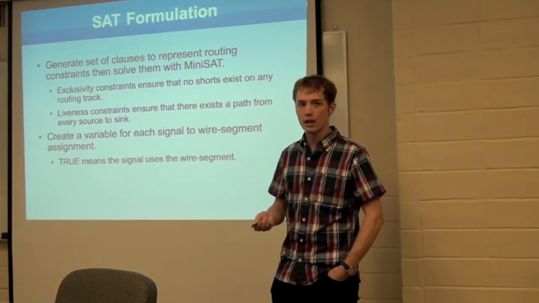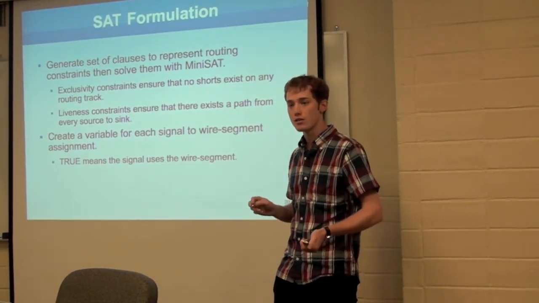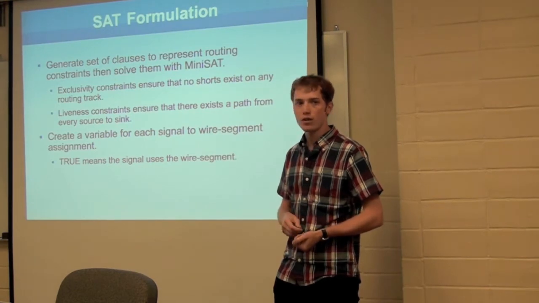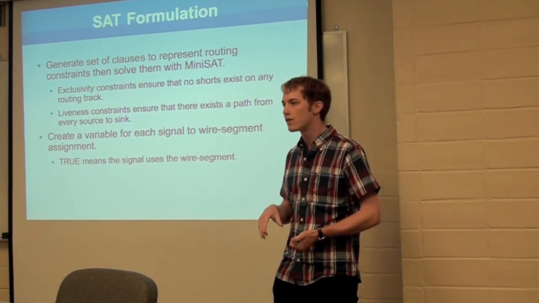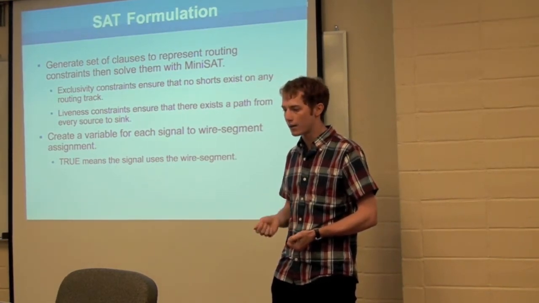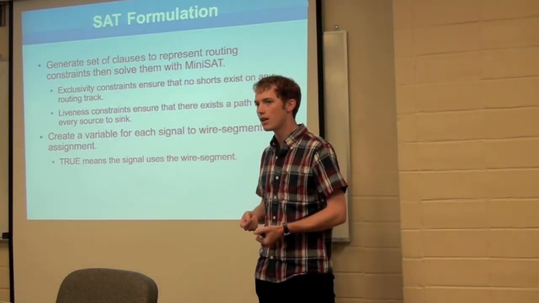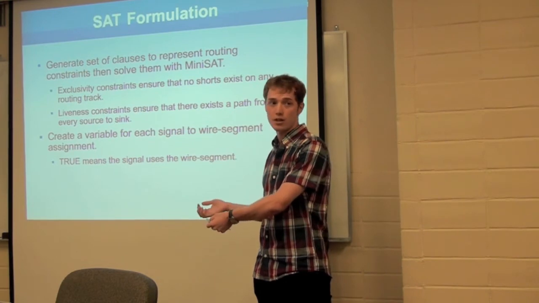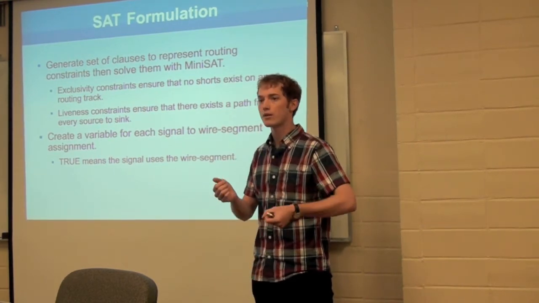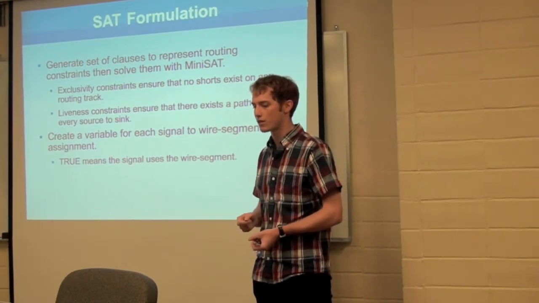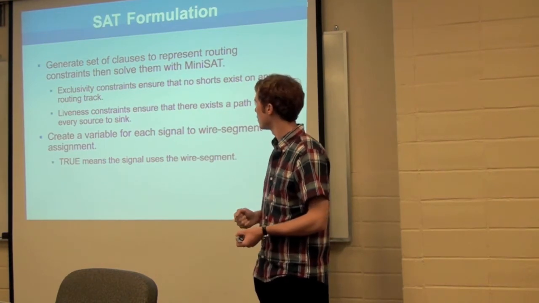So for our SAT formulation, we generate a set of SAT clauses that represent all the routing constraints given the coarse routing that's been generated by Pathfinder. And then we solve these constraints using Minisat. When Minisat solves these constraints, we get the legal routing out. So I'll talk about the formulation itself to convince you that this is true.